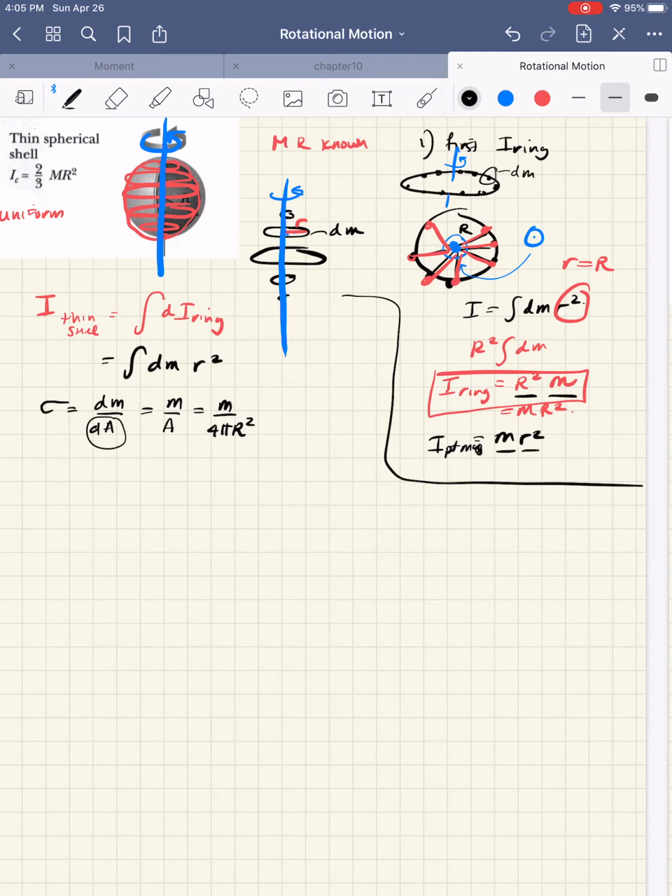So all I have to do is find my dA, and then I can solve for dm. If I'm taking rings and adding them up to make the shell, then I'm saying that it's 2 pi r, the size of the ring, times the thickness of the ring. But it's not the thickness of the ring as it changes radially. It's the thickness of the ring as it changes over this little arc length right here, ds.